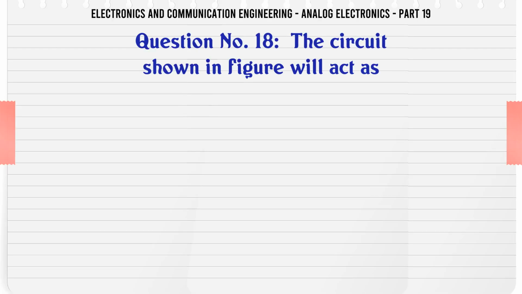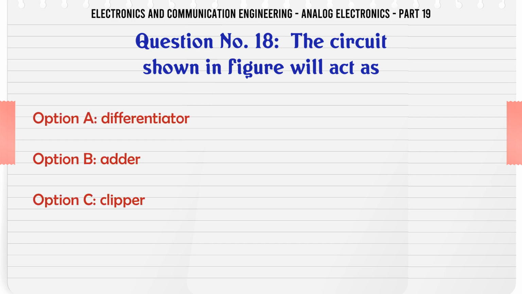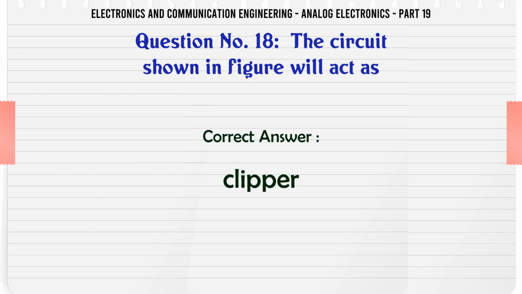The circuit shown in the figure will act as: A. Differentiator. B. Adder. C. Clipper. D. Clamper. The correct answer is clipper.